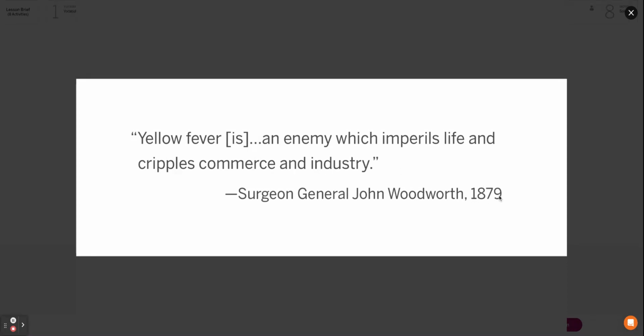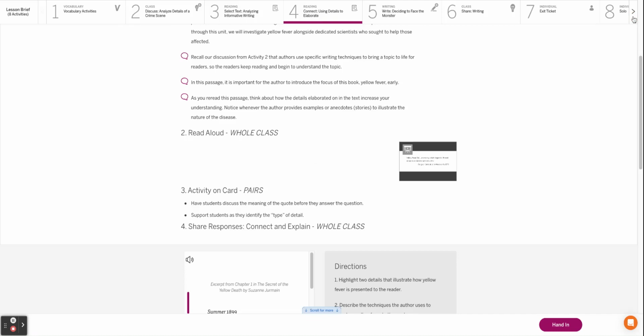So at this time in 1879, yellow fever is an enemy which imperils life and cripples commerce and industry. So yellow fever is an enemy. I want you to think about that and think to yourself, what kind of figurative language is that? Make sure you're looking up words you don't understand. Do you know what imperils means? Do you know what cripples means? Commerce and industry. Look all those up.